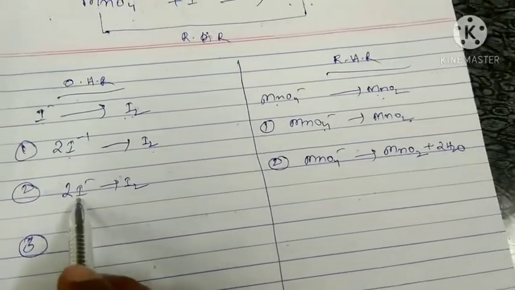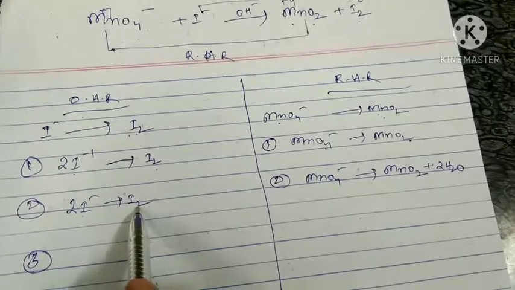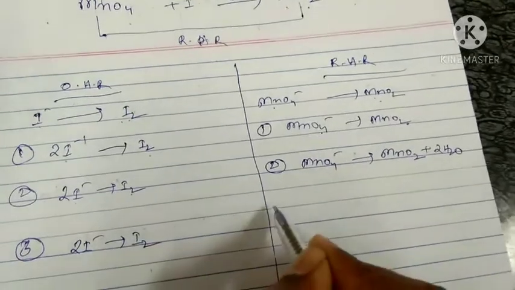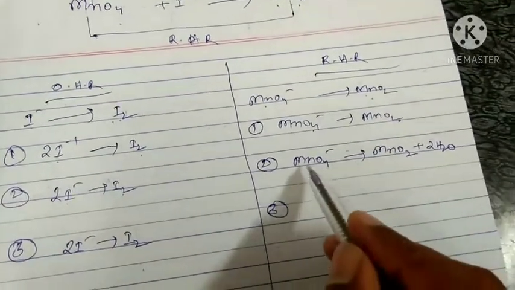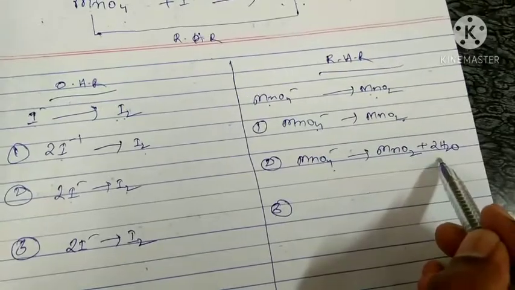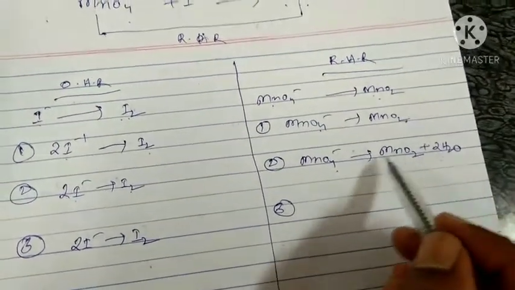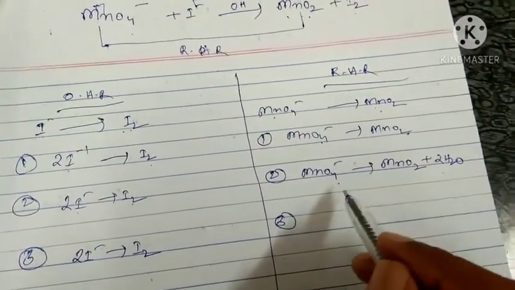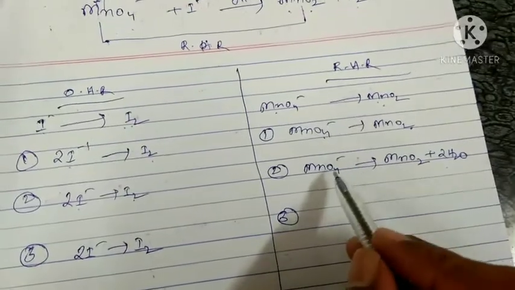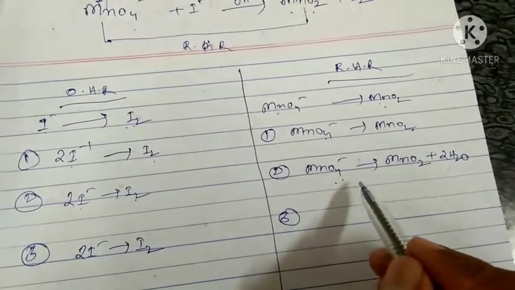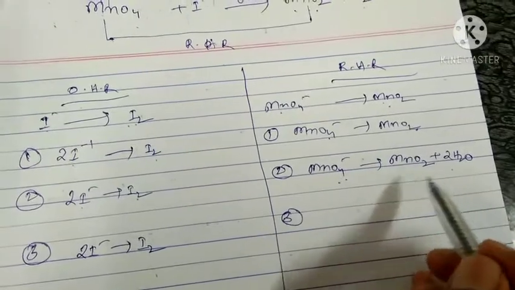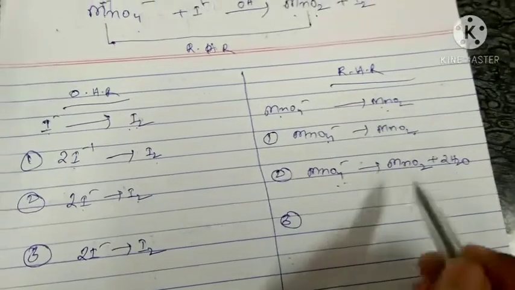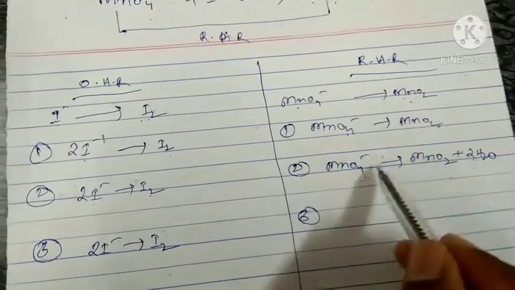What is the third step? Balancing hydrogen atoms. Here hydrogen atoms are not there, so write the same equation: 2I minus gives rise to I2. In the third step here, no hydrogens are present on the left side, only 4 hydrogens on the right side. So what do we have to do to balance hydrogen atoms in basic medium? We have to add H2O molecules to the left side and add the same number of OH minus ions to the right side. How many H2O molecules should be added? 4 H2O molecules, because here 4 hydrogens are present and on the left no hydrogen is present.